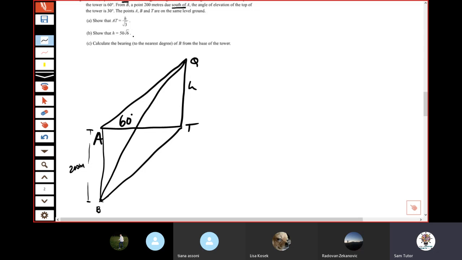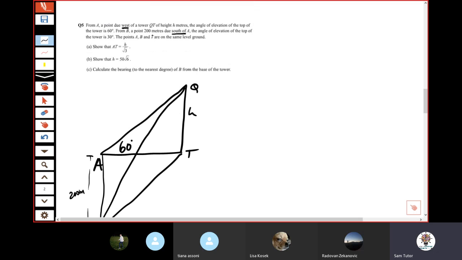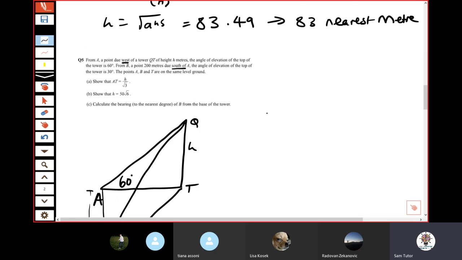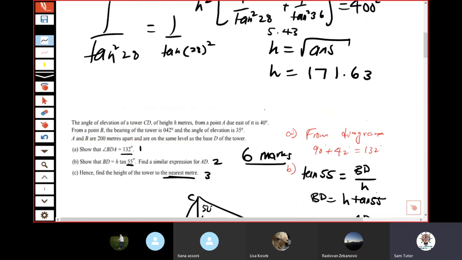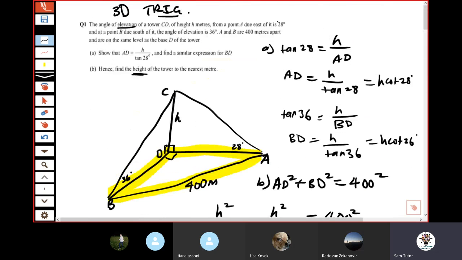Only because of this one that said 200 meters due south of A instead of the tower, which is usually the case. Is it? Or am I just overcomplicating that? Hold on. Isn't it usually due south of A, and another point due south of the tower?